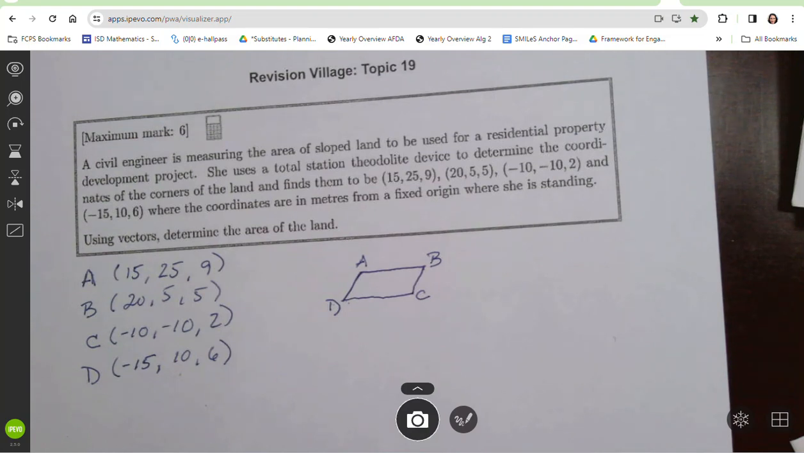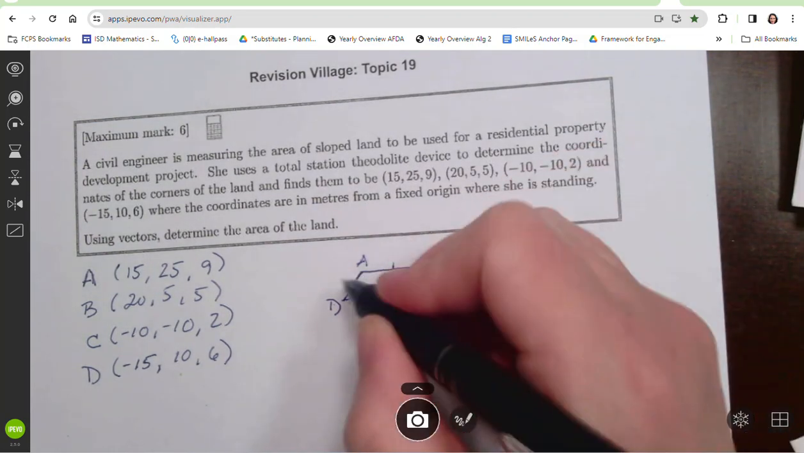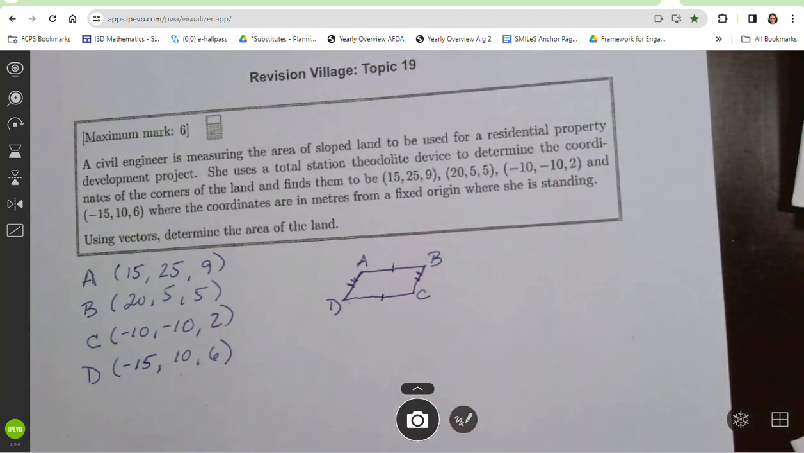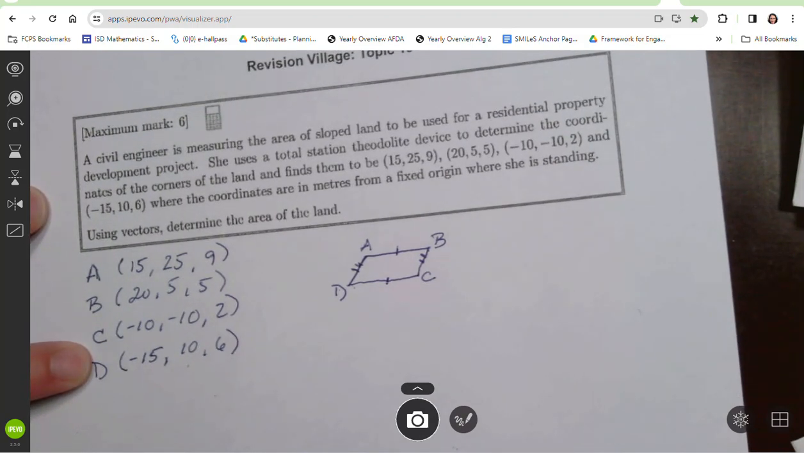So we have a formula to find the area of the land if this forms a parallelogram. And that's what we're trying to show, that this does form a parallelogram. For it to be a parallelogram, the opposite sides must be congruent. So you can start by using your distance formula to find the distance from A to B and the distance from C to D, and show that those distances are the same.